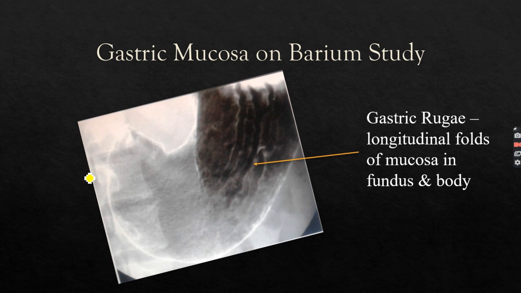Now over this barium meal, the gastric mucosa somewhat looks like this. You can see the longitudinal folds of mucosa in the fundus and body of the stomach. These are known as gastric rugae. This is the vertebral column, and this is the fundus and body part. This one here somewhere is the antrum, and these are longitudinal folds. During a barium study, we can see these gastric rugae. In atrophic gastritis, obviously these are not prominent.